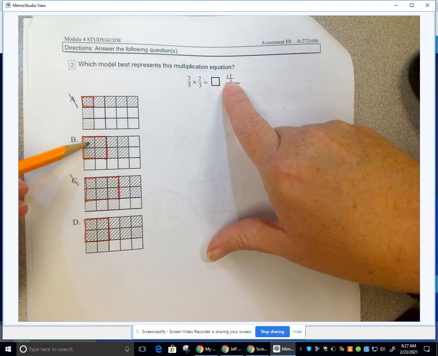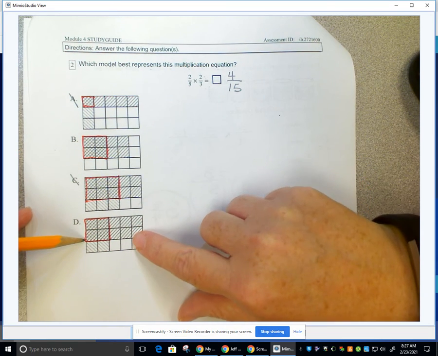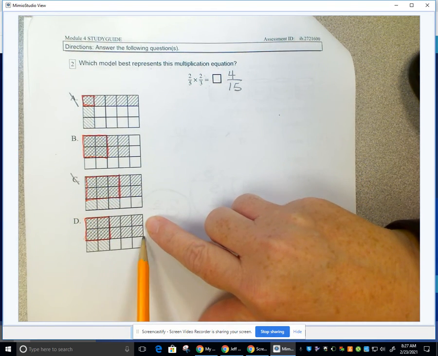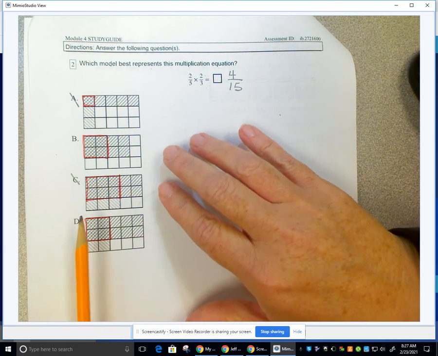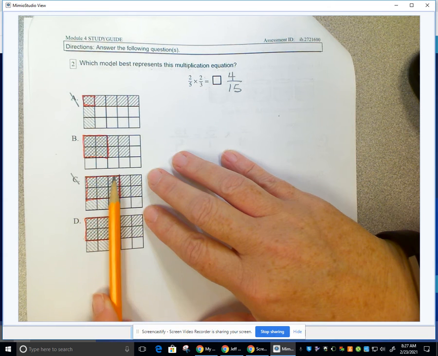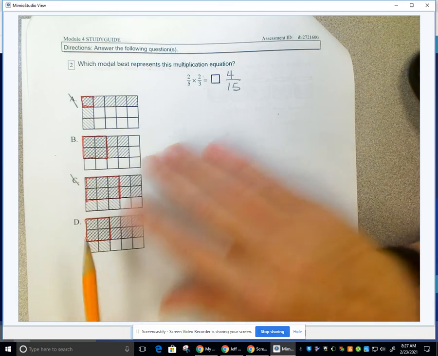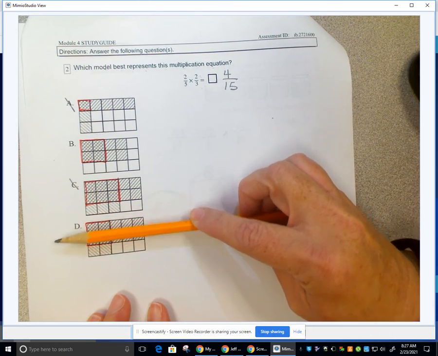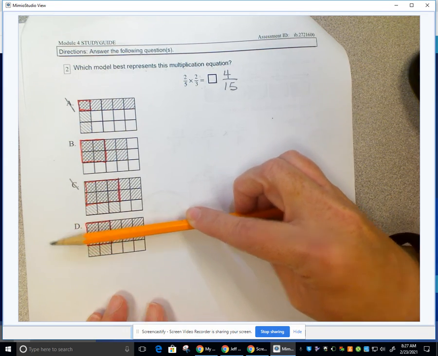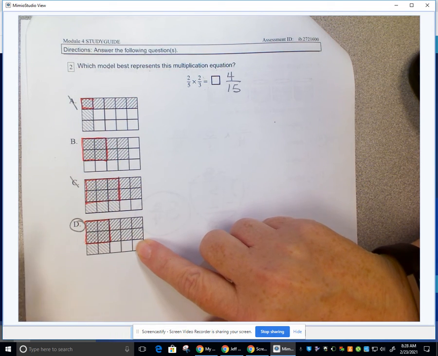My numerator is 4, and they both have the crosshatch pattern. But what makes D the answer is they went all the way across with their pattern. Look, when they did 2/5, they did 2 out of 5 all the way down from top to bottom. And then 2/3, they did 2 out of 3. Notice we've got 3: 1, 2, 3. And 2 of them went all the way across. That makes D the answer here.